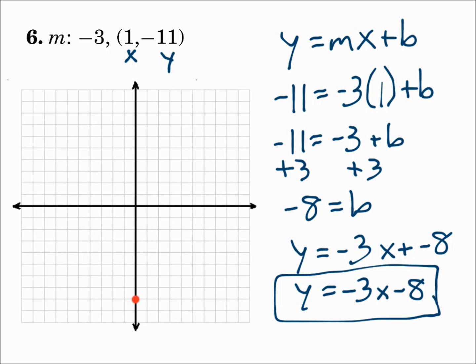The y-intercept is negative 8, so go to negative 8 on the y-axis, and the slope is negative 3, which you can put over 1, rise over run. Go down 3, 1 to the right, put a point, and connect the dots. So for each of these, y equals mx plus b. Substitute in m and substitute in b, and then plot the y-intercept and use the slope to find your next point and connect the dots.